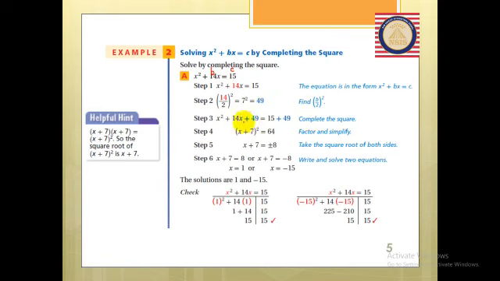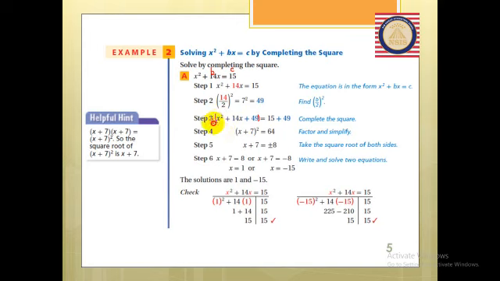To both sides. Very good. Now, this side is what? A perfect square trinomial. How do we get the perfect square trinomial in a bracket?